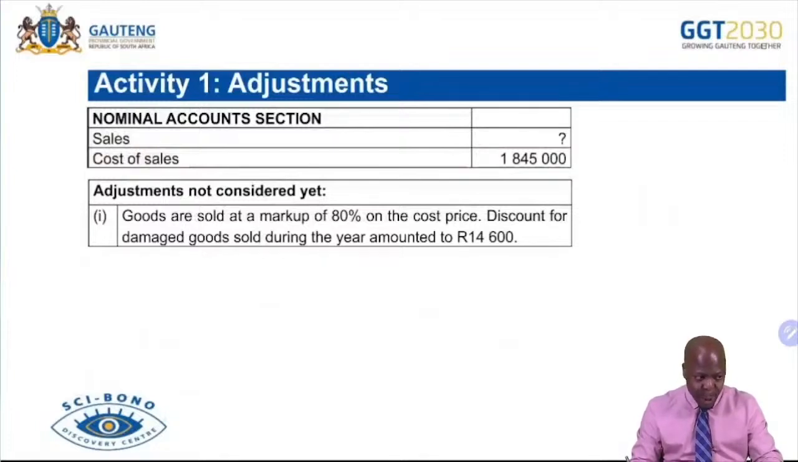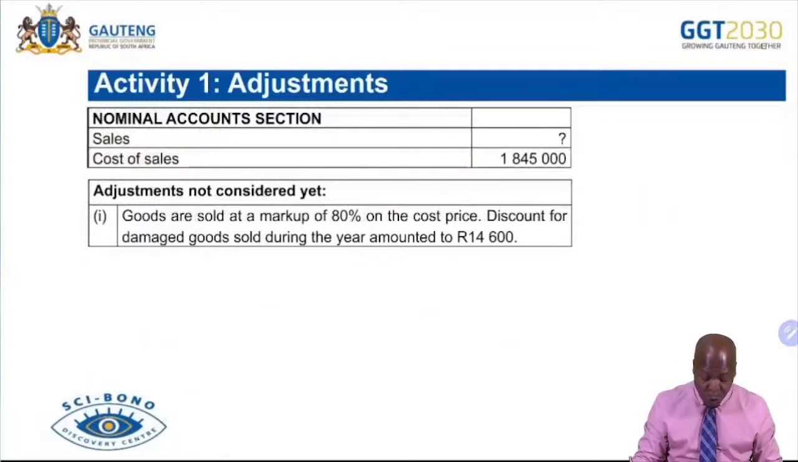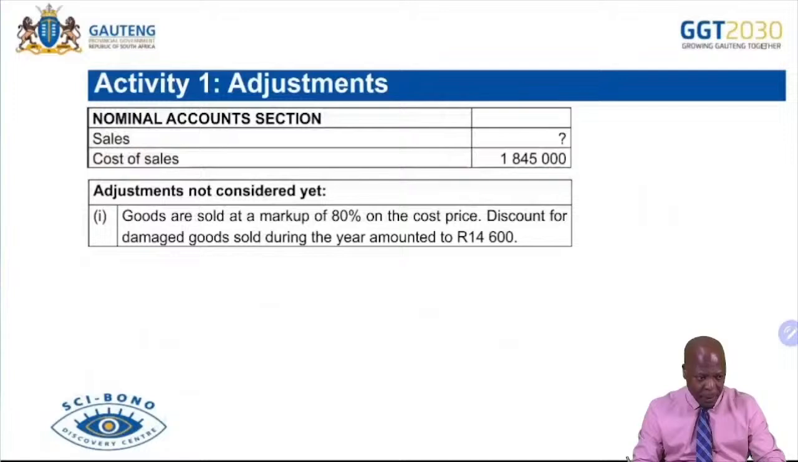14,600. All right. So what we understand is we are preparing a statement of comprehensive income, and we have some goods that were sold, but at a discounted amount, and we're told that the discount for the damaged goods sold amounted to 14,600. So what we want to see is how to record these amounts. Let's see how we can record these amounts.